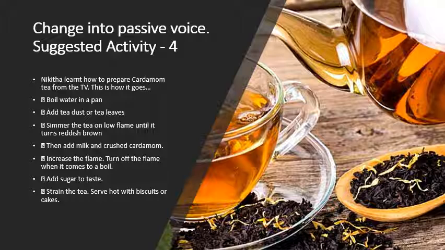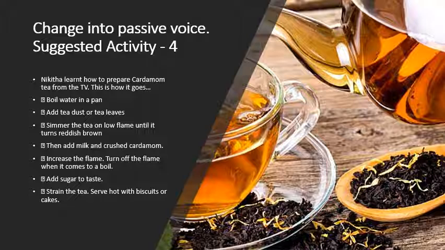So this is suggested activity 4. You're supposed to change these sentences into a paragraph and write it in passive. So write these steps in passive voice. First one, boil water in a pan. This is how to make cardamom tea.